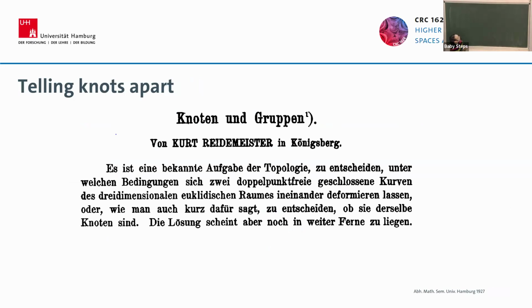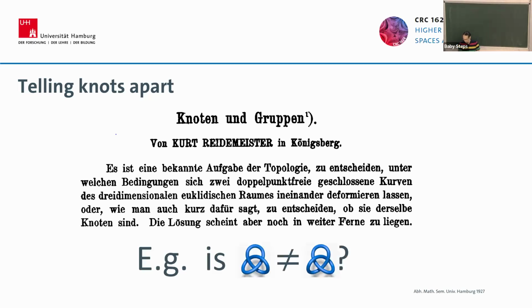In another paper around the same time, Reidemeister mentions a well-known problem in topology, namely to decide whether 2 knots, or whether 2 embedded circles, or 2 pictures of such, so 2 diagrams, represent the same knot or if they do not. For example, here are two very similar looking diagrams. They all look a bit like a trefoil. And we can ask, are they the same or not?